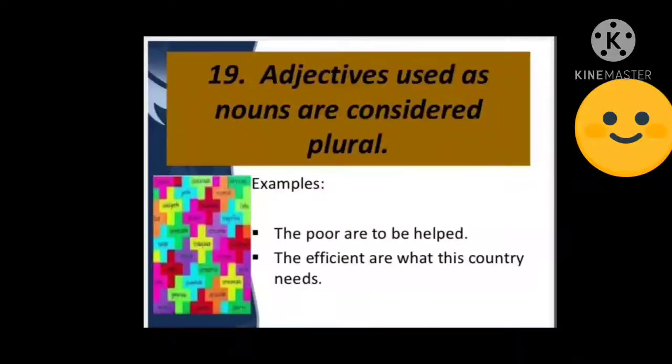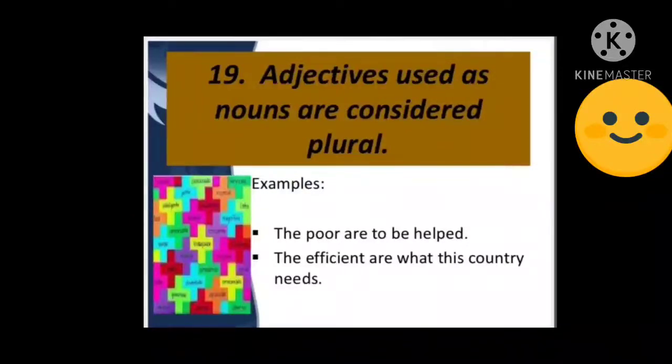The efficient, here also efficient is an adjective and the is being used before the adjective, and so that refers to a group of people belonging to a particular category who are capable of doing something successful. So, the efficient, the subject is being considered as plural, and so we are going with a plural verb, or what this country needs.